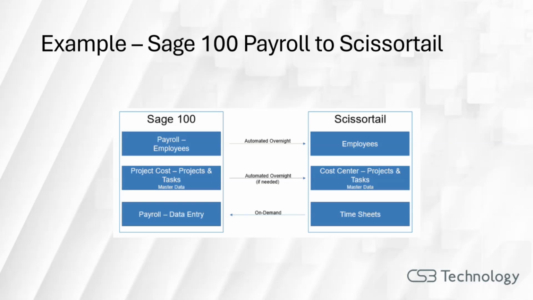And down at the bottom, I have the time to payroll automation, which is done on demand once time is approved and ready. This eliminates manually keying that time into Sage 100 Payroll.